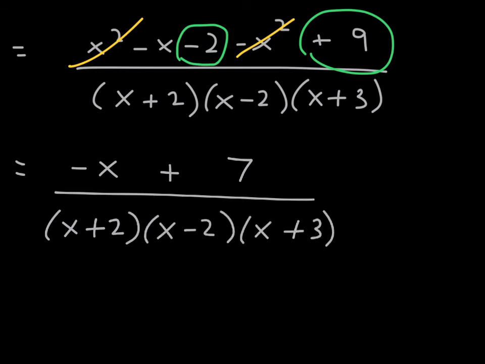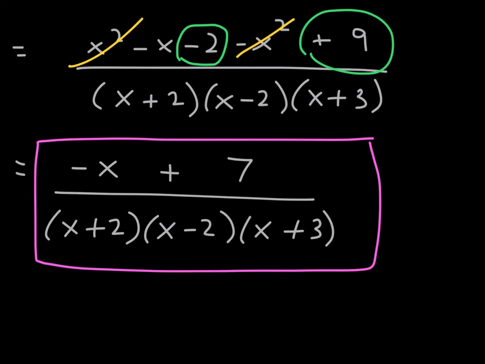And this, ladies and gentlemen, is the final answer. You have subtracted one rational expression from the other. You had to find the LCD. You had to rewrite the original rational expressions as equivalent rational expressions that have the LCD as their denominators, and then you can do the subtraction. It's kind of a lengthy process. You want to be very, very careful throughout the entire process, especially with your signs.